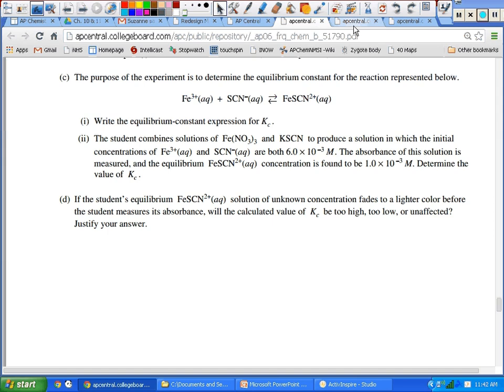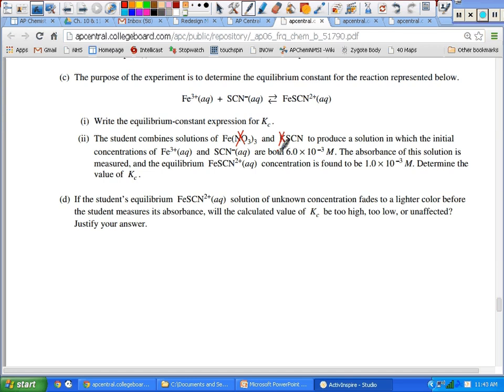The student combined solutions of FeNO3. Now let's talk about that. What do we know about all nitrates? Soluble. So do you agree that nitrate has no effect on what we're fixing to do? And KSCN. Now SCN is just thiocyanate, okay? It's a polyatomic. What do we know about K? Why? Very good. It's group 1.